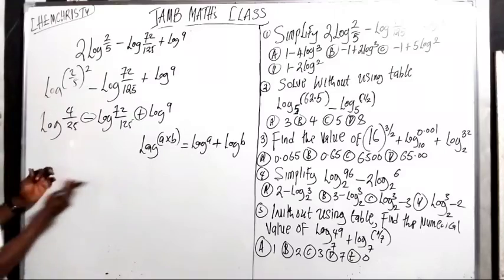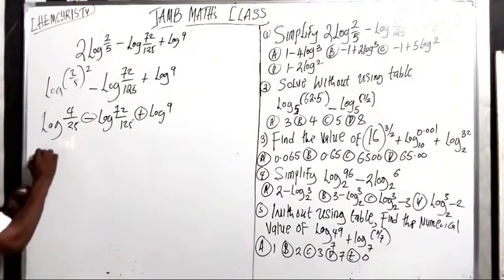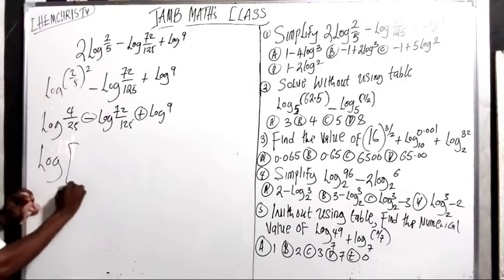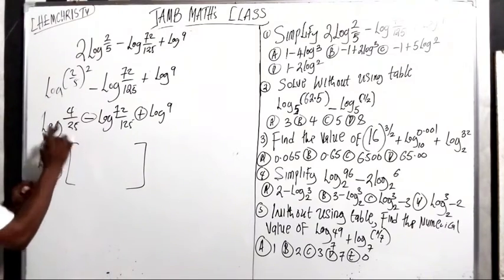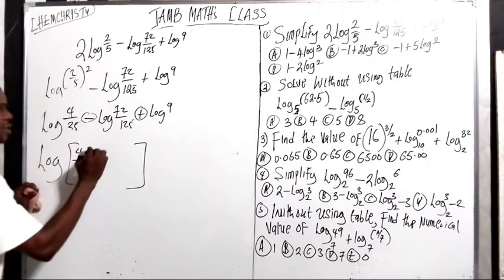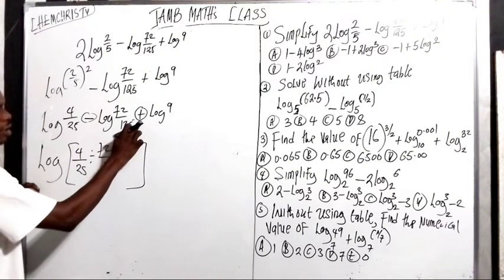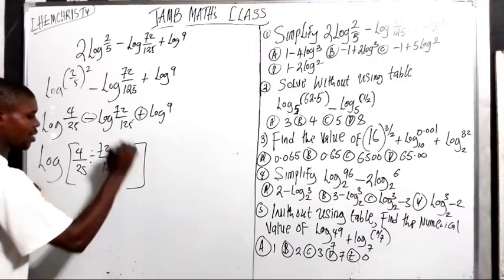So if you want to combine them together, since they have the same log, they have a common log, so it's going to be log. Now 4 over 25, divided by, because I told you that minus is division, divided by 72 over 125. Positive is plus, which is times 9.